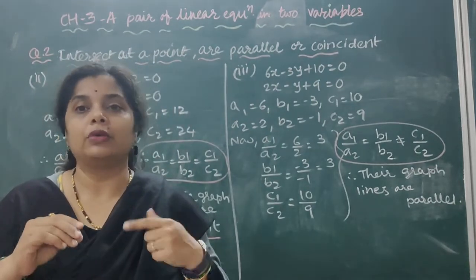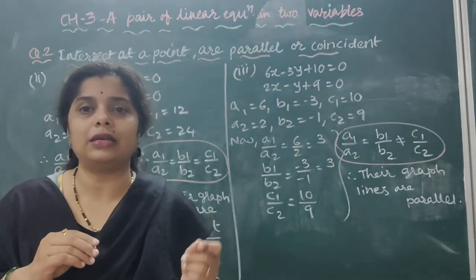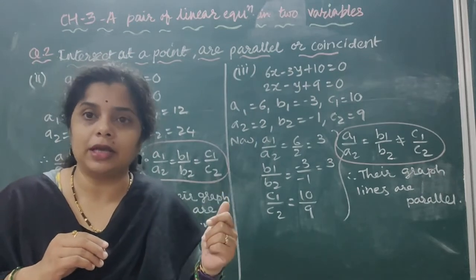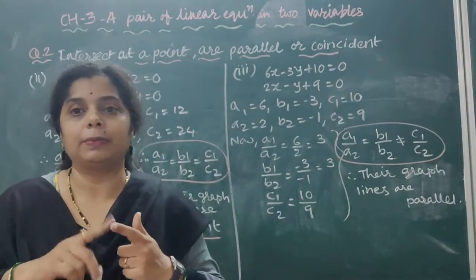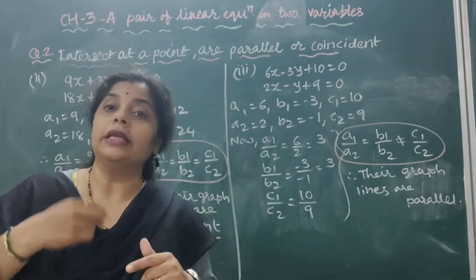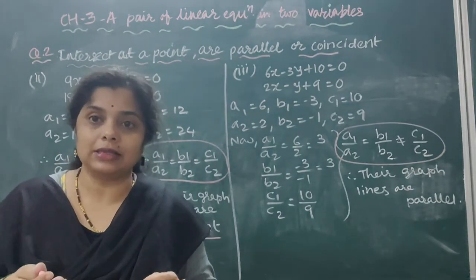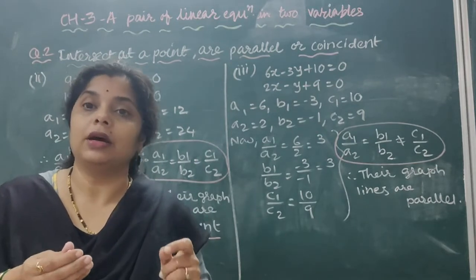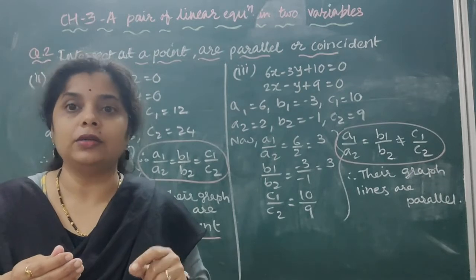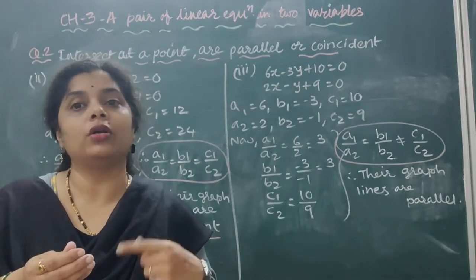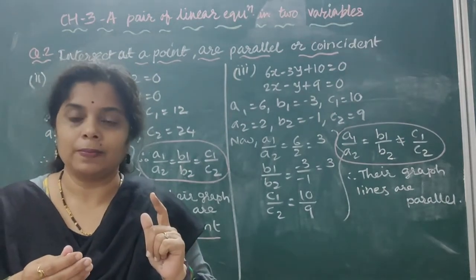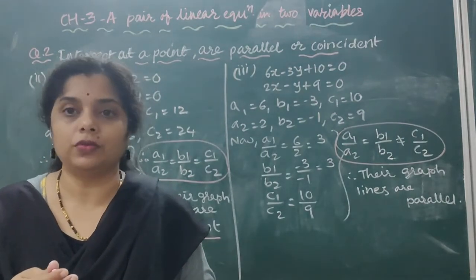Is it clear? Now the next question is just like question number 2. There it was given to find out whether the lines are parallel, intersecting, or coincident. In the third question it is asked to find out whether the given pair of linear equations is coincident, or consistent or inconsistent. Okay, so let's see question number 3.